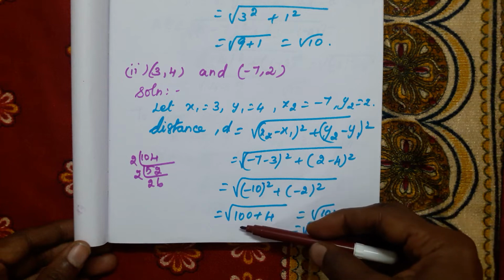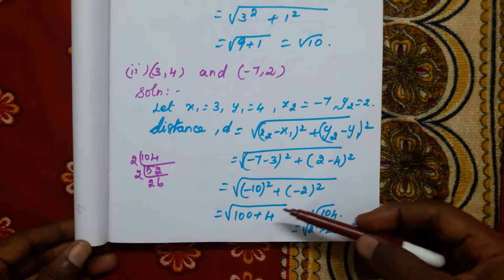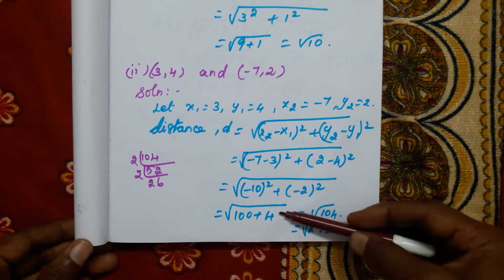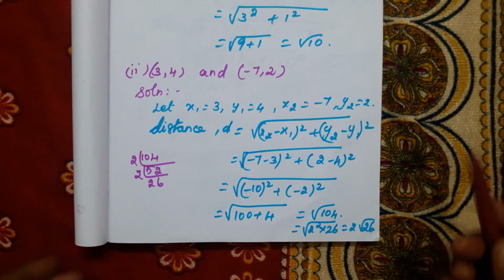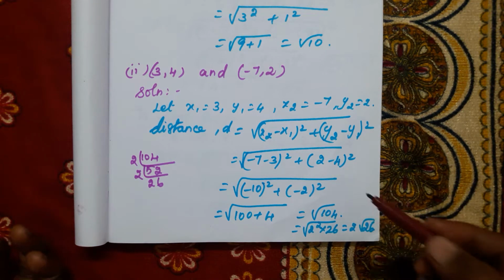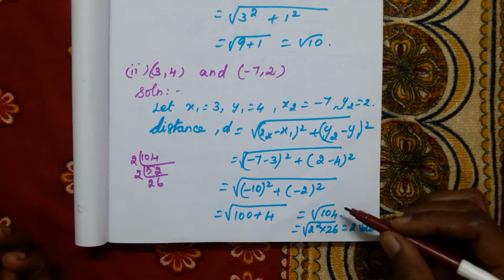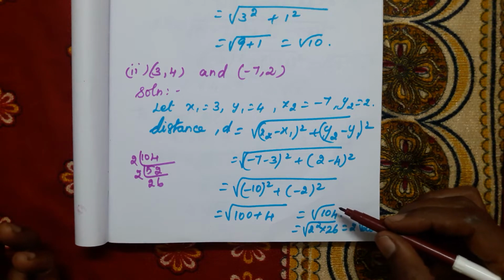Minus 10 the whole square is 100. Minus 2 the whole square is equal to 4. It is equal to root of 100 plus 4, which is root 104. Root 104 itself we can write. If you write root 104, it is also correct.